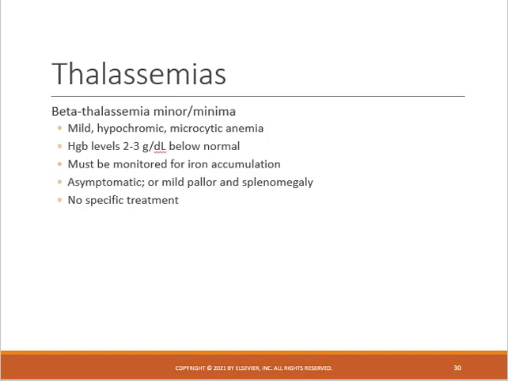The next is beta thalassemia, and these can be confused with iron deficiency, and you differentiate by following the iron and ferritin levels. Giving iron to these kids will not help the hemoglobin and may cause excessive iron, resulting in iron overload. Cell-wise, they are mild hypochromic microcytic anemia. Hemoglobin levels may be 2 to 3 grams below normal. As we talked about, monitor for iron accumulation.